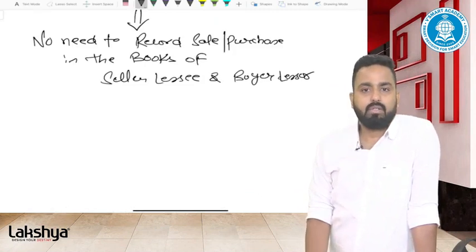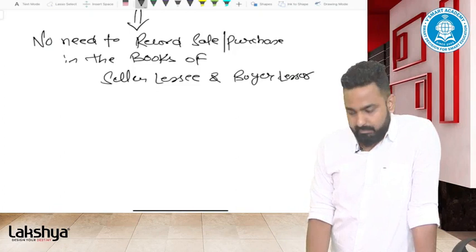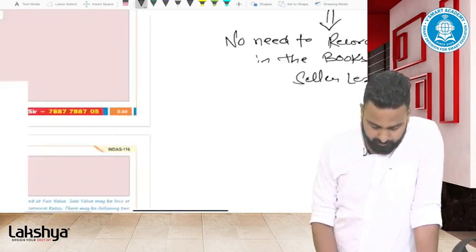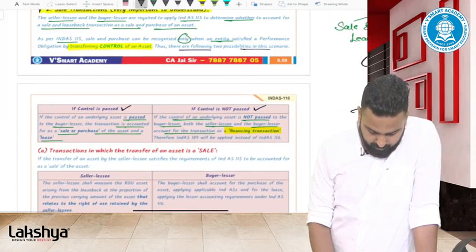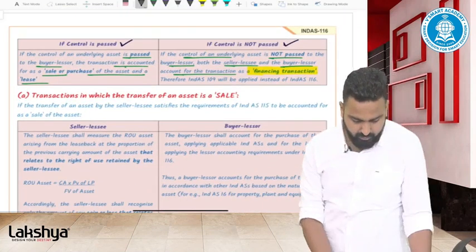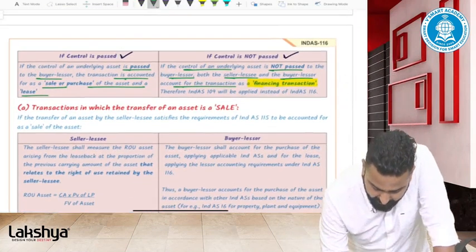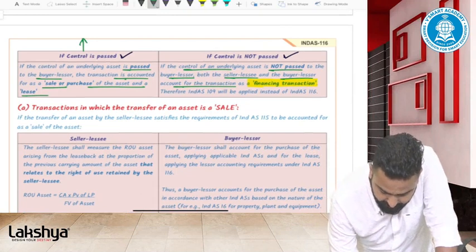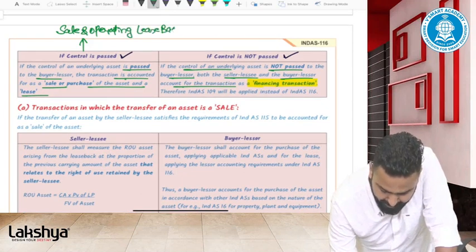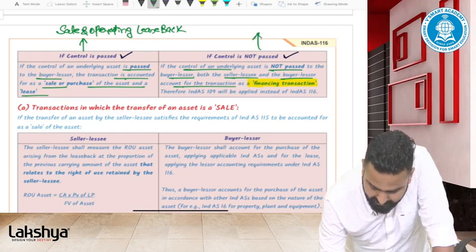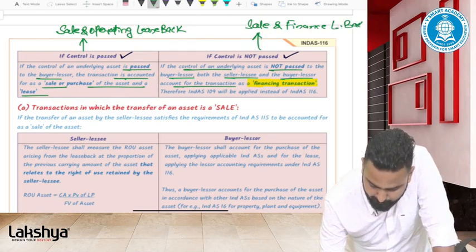Tell me, beta, are you getting my point? So here we can say it is sale and operating leaseback, and here I can say it is sale and finance leaseback.